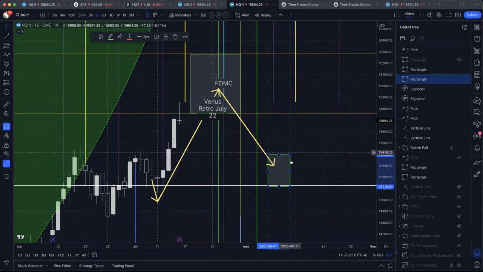So right now we've got August 11th as the end date for that lower target.